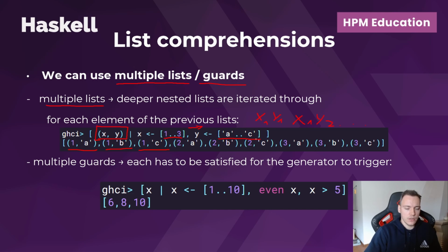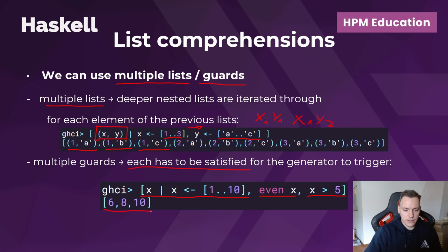And with multiple guards, it's simple. It's just that each has to be satisfied for the generator to trigger. So in this example, we have the same even numbers list comprehension from 1 to 10. We check that the number is even, but we also check that the number is greater than 5, for example. So we have two guards, and both of them must be satisfied for the generator to trigger. And in this case, we only get the numbers 6, 8, and 10, as those are the only even ones and greater than 5.